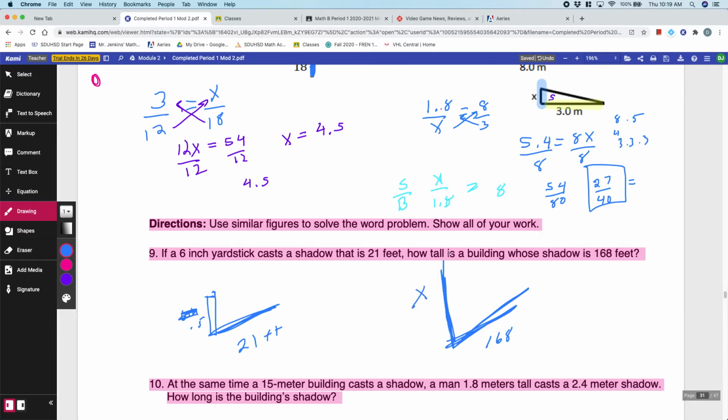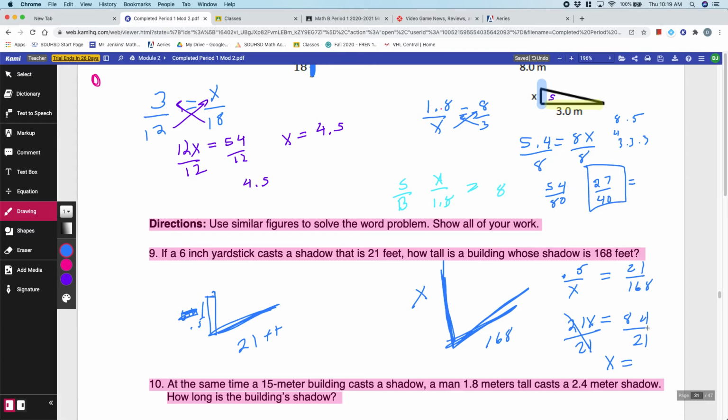So basically what I would do is 0.5 over x, because it's this length with this length, okay? And then we would have that equal 21 over 168. So when I multiply these across, I'm going to have 21x equals half of 168, which is 84. Then when I divide both by 21, I'm going to get x is equal to 84 divided by 21, which is just 4.